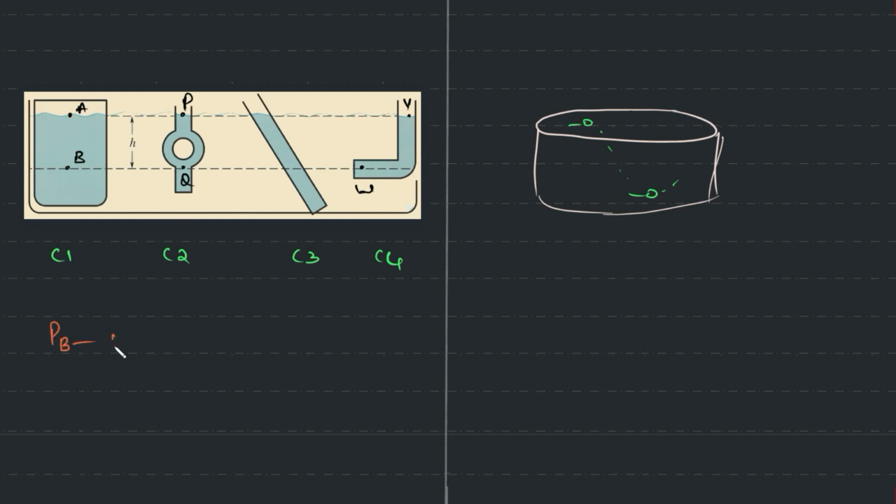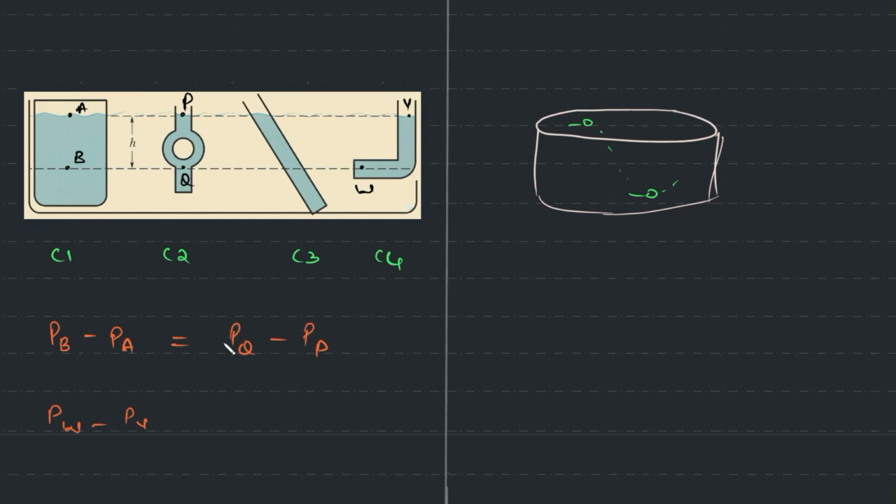So P_B minus P_A, the pressure difference, I want you guys to compare it with P_Q minus P_P, and P_W minus P_V. Which of the 3 will have the highest pressure difference? Which will have the highest value? I think you guys understood. Which will have the highest difference?